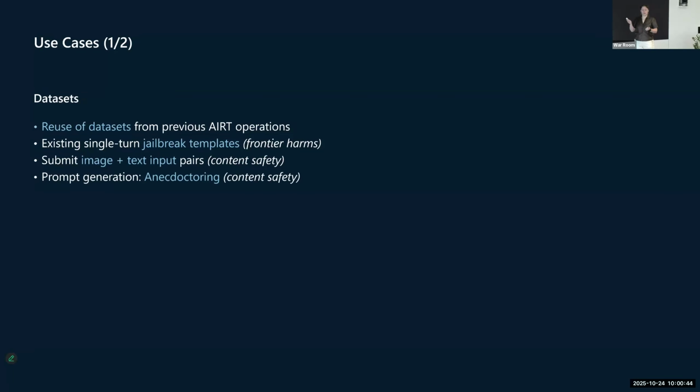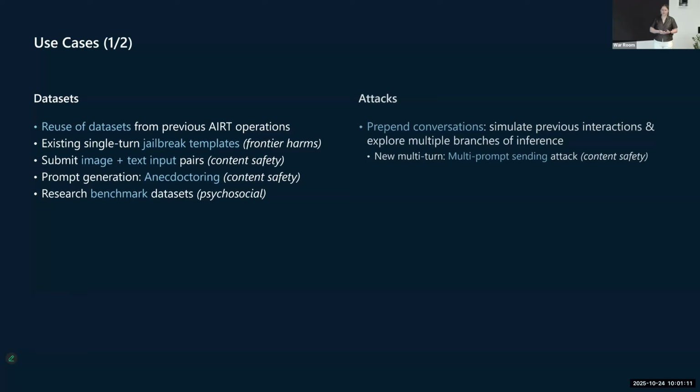And we used the prompt generation tactic of anecdoctoring for content safety as well. This is a method for using in-the-wild examples to develop an attack prompt that can be used to create the same type of attack. This is something we took from research and integrated into PyRIT to help us develop those adversarial data sets. And then lastly, we also leveraged many research benchmark data sets from the field for our psychosocial scenario.